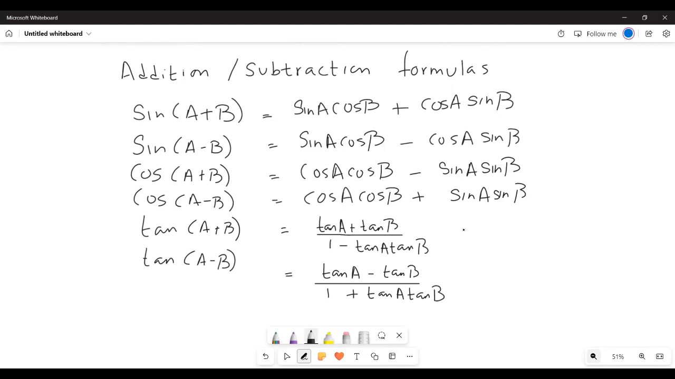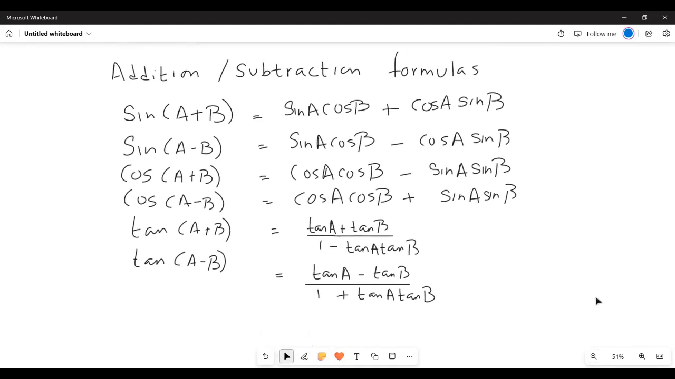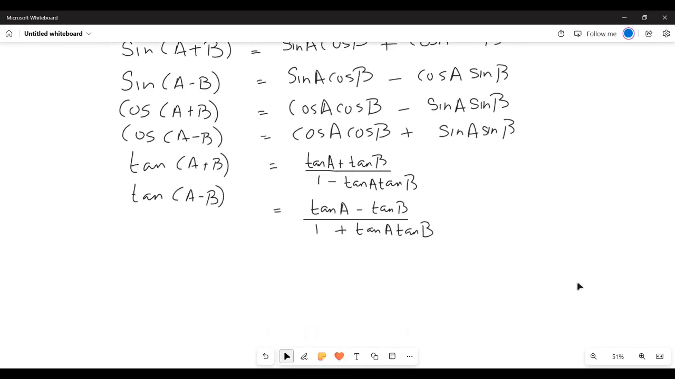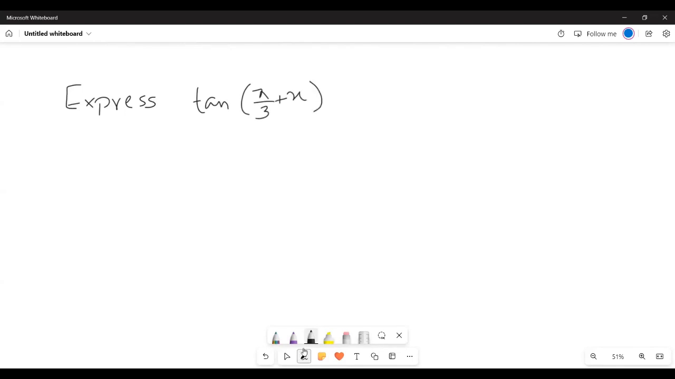These are the addition and subtraction formulas. Now let's take a look at the kind of questions they get tested in, because the formulas are already given. So what kind of questions come? Here's a question: express tan of pi by 3 plus x in terms of tan x. This is the question. Let me get my calculator.